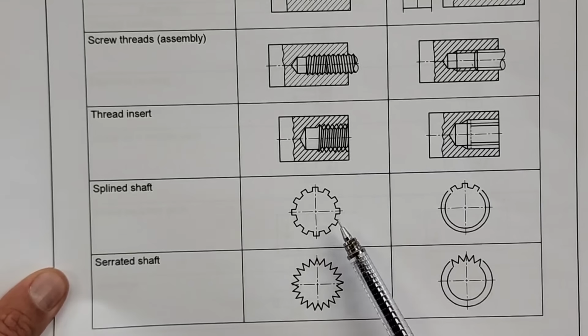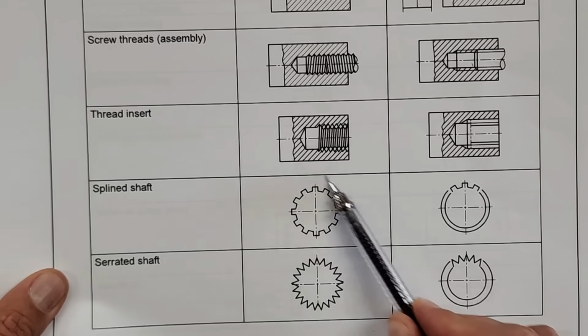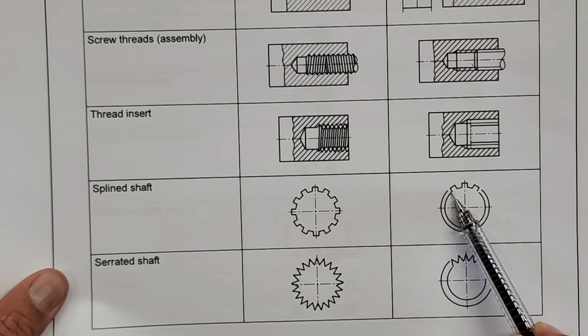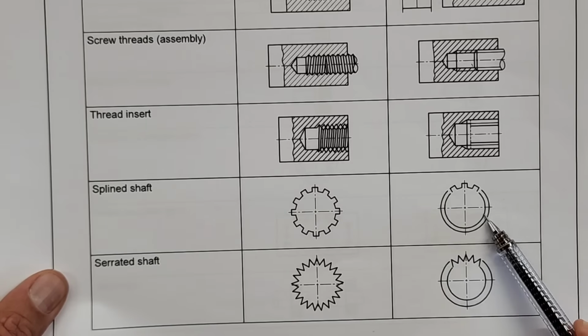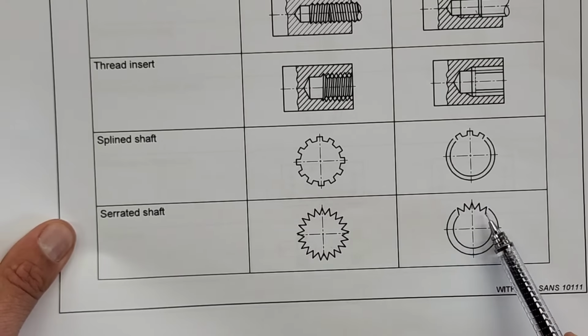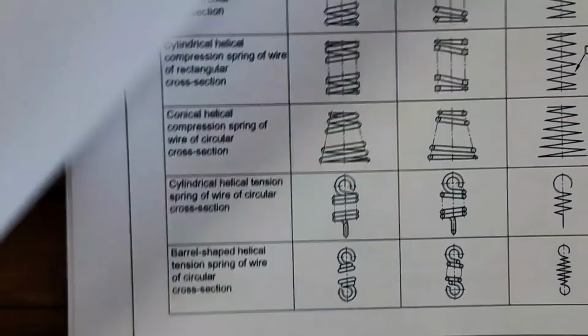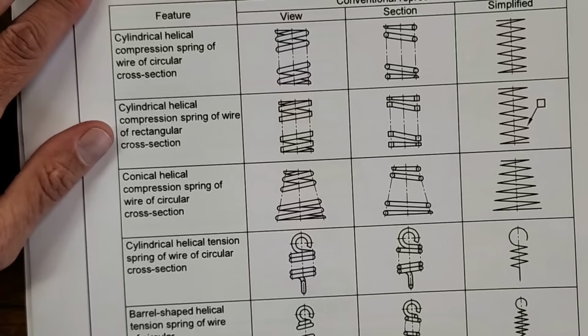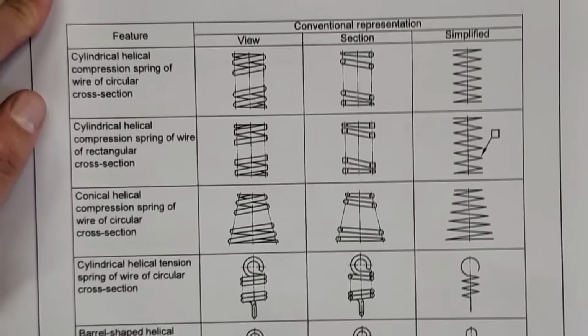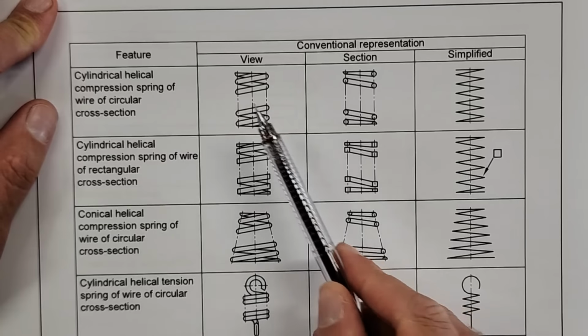And this one is important, the spline shaft. You're never going to draw it in all detail. You will use this convention to draw that. The same here with the serrated shaft, just the part here. And I think they're going to show a gear on the next one that's going to also help you in that. Here is your cylindrical features, and this is also a common answer question.